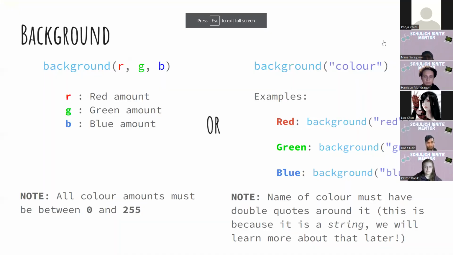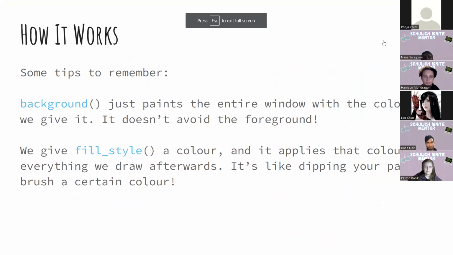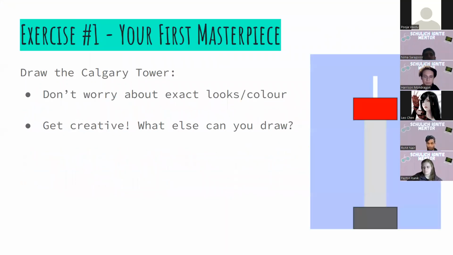Let's move on. Again, background is for the whole background of the entire window, right? And fill style applies to the particular shape that you want to draw, right? So this is exercise 1. We're going to ask you to create a Calgary Tower. If you cannot remember the exact order of red, green, blue, don't worry about the color, right? Provide maybe different colors or whatever you like. The whole idea is to do some exercise to understand how to work with this stuff.